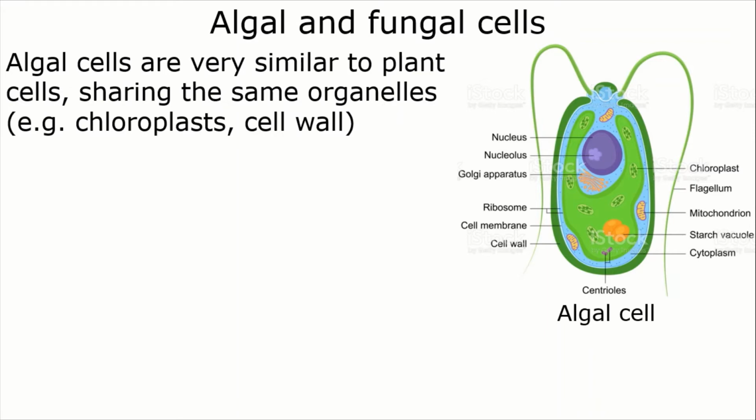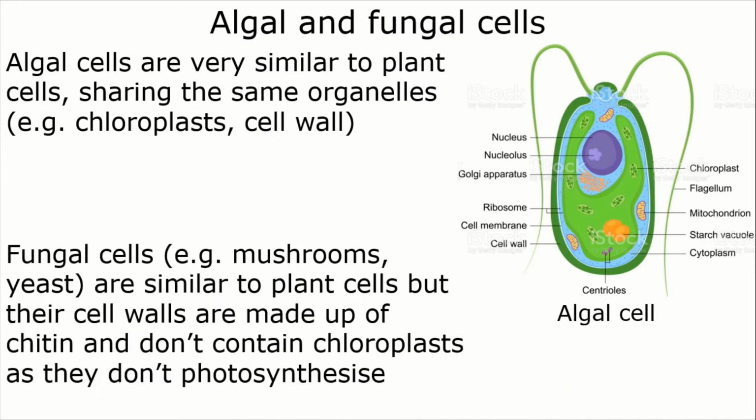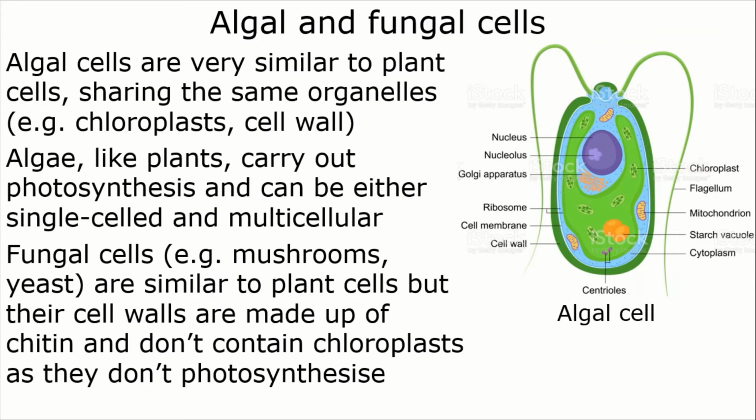The algal cells are very similar to plant cells, sharing many of the same organelles, so chloroplasts and cell wall. The only difference I can see from this diagram is the flagella that algal cells contain. Algae, like plants, also carry out photosynthesis, hence the many chloroplasts that we can see in the cell. And algal cells can actually be either single-celled organisms or multicellular organisms.